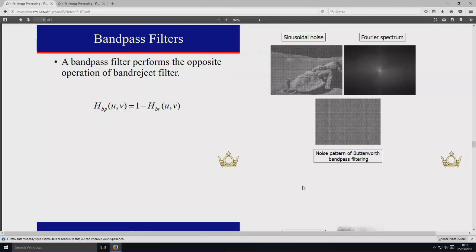Sometimes for some electronic devices or imaging equipment, we may generate some multiplicative noise. In those cases, we need to use a logarithm function to make it additive. So those filters you can see are all additive.